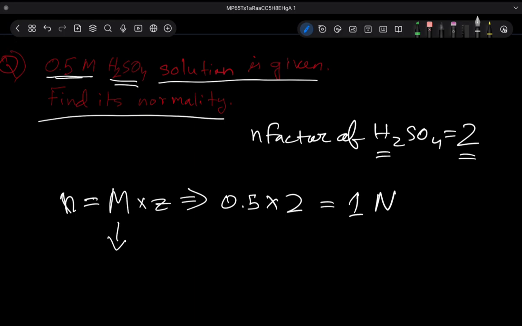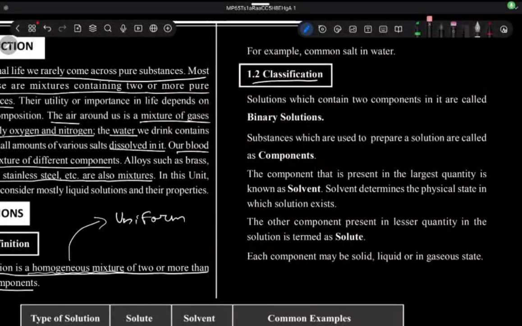Okay, thank you. The classification. Solutions which contain two components in them are called binary solutions. A binary solution is just a mixture made up of exactly two things. Bi means two. It's very common.